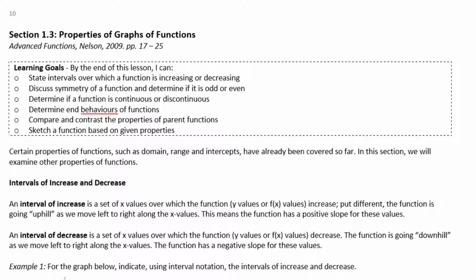This is section 1.3, Properties of Graphs of Functions. By the end of this lesson, I can state the intervals over which a function is increasing or decreasing, discuss the symmetry of a function and determine if the function is odd, even, or in fact neither, determine if a function is continuous or discontinuous, determine end behaviors of functions, compare and contrast the properties of parent functions, and sketch a function based on given properties.